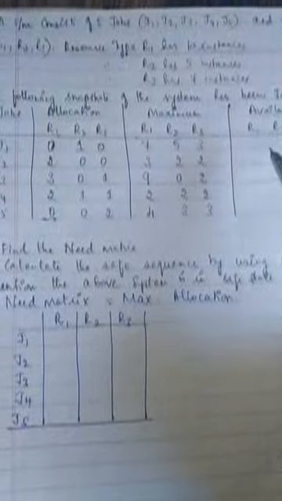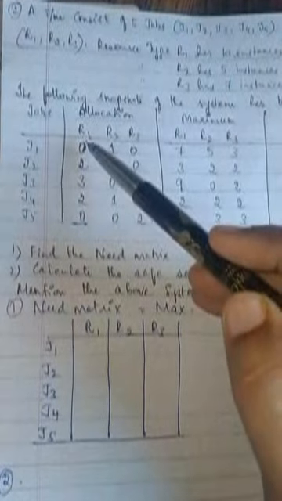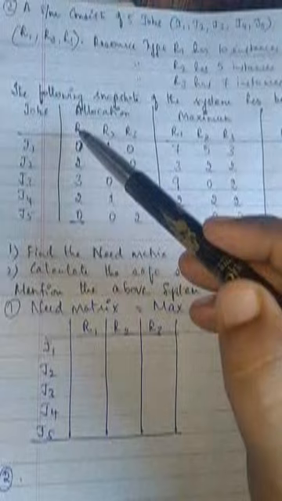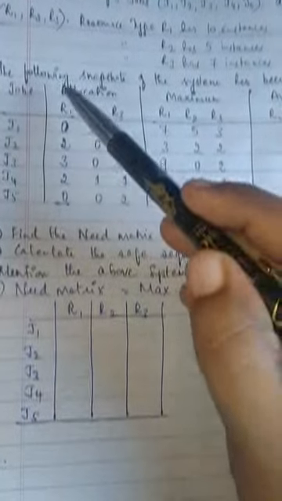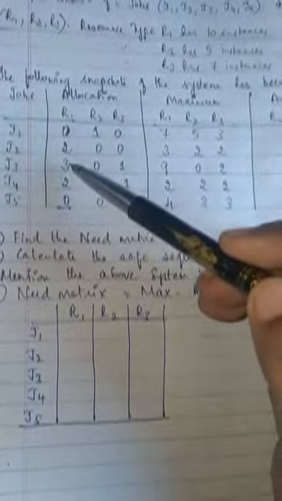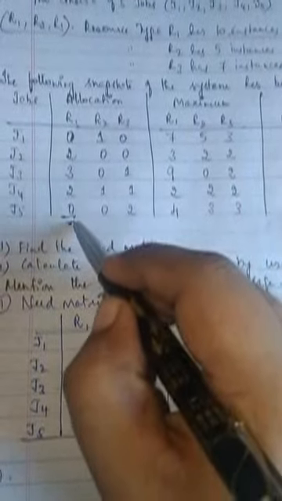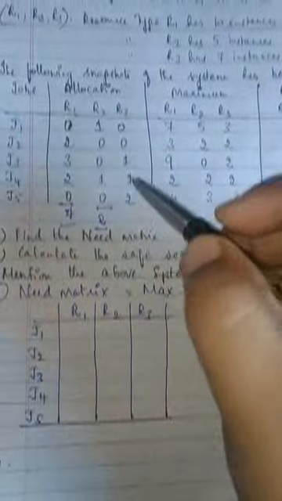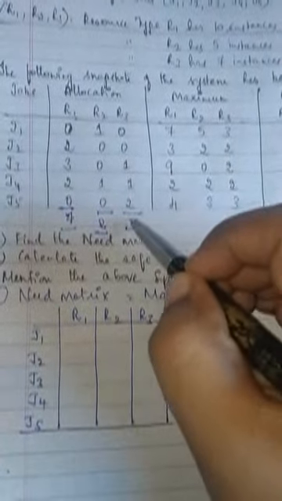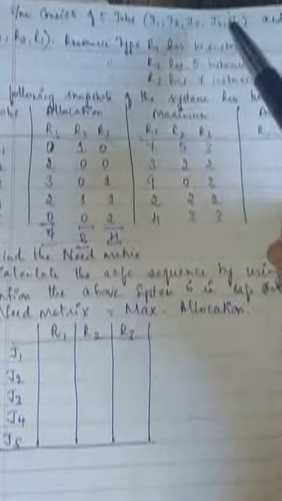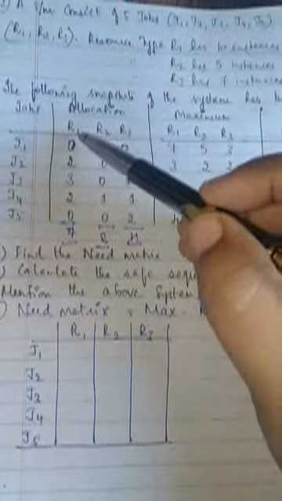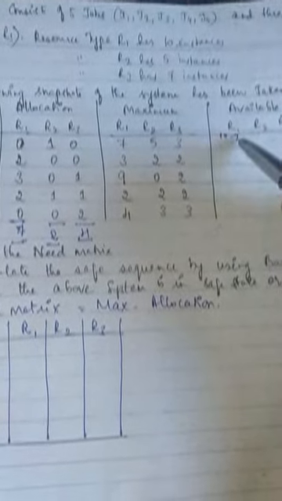To calculate the available, you have to add all of this. For each resource type, we add the allocation. So you add all this: 5, 6, 7. So 7. Similarly, this is 2 and this is 4. What is the meaning of this? For resource type R1, in the question they have told us 10 instances are there. Out of that 10, how much is allocated? For R1, 7 is allocated. So how many will remain? That is 10 minus 7.